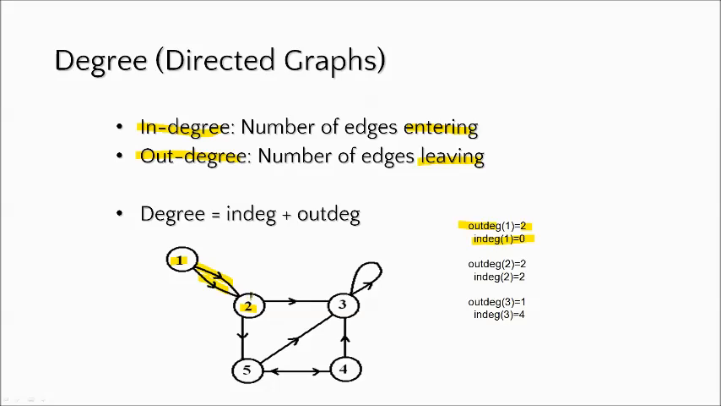For vertex 2, do I have any incoming? Yes. From 1, I have 2 incoming. Next, do I have any out degree? This is 1, and this is another 1, so I will have 2. Let's check vertex 3. Do I have any out degree? Yes, I have 1.